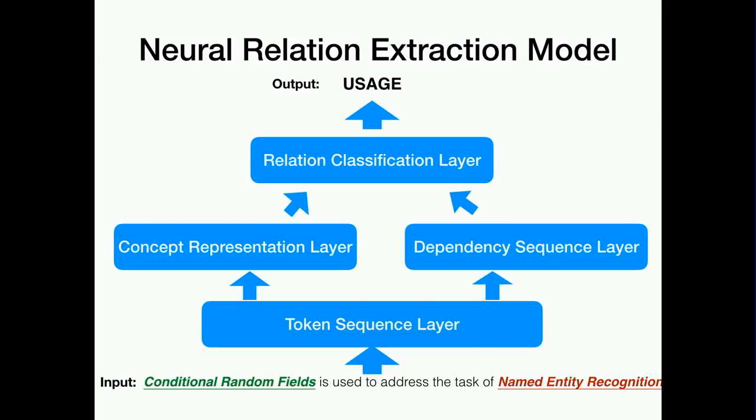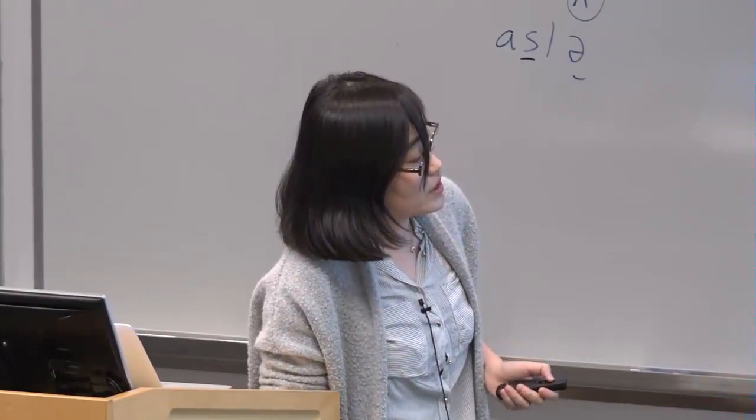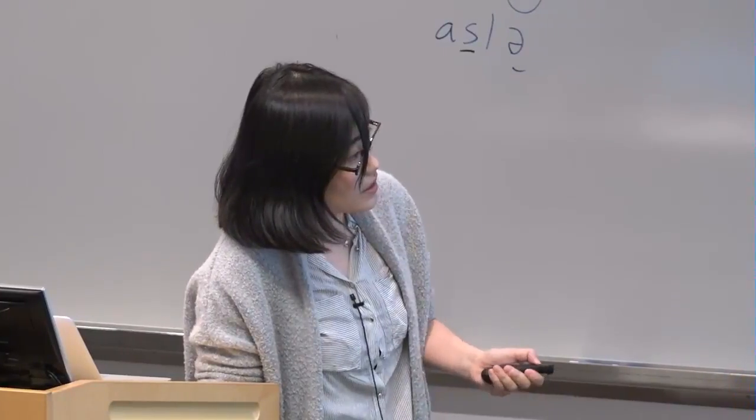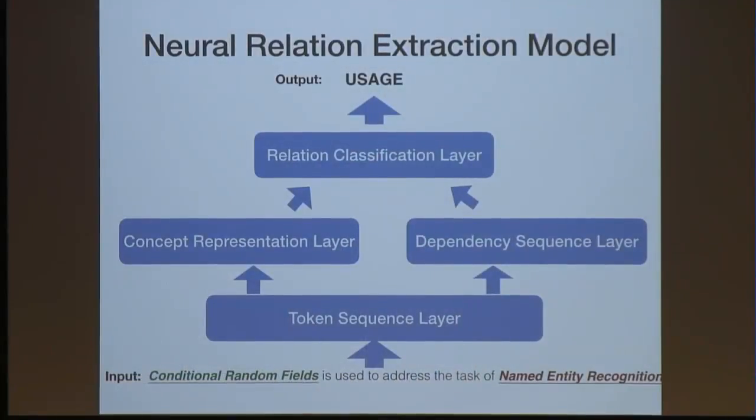So this is the overall structure of our neural relation extraction model, which has mainly 4 components. First, given this sequence of text, we use a token sequence layer to create a representation for the sequence. Then the representation will be fed into a concept representation layer and a dependency sequence layer. And then those representations will be fed into the final relation classification layer and give us the final output.